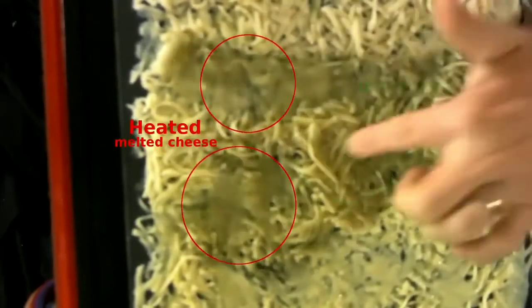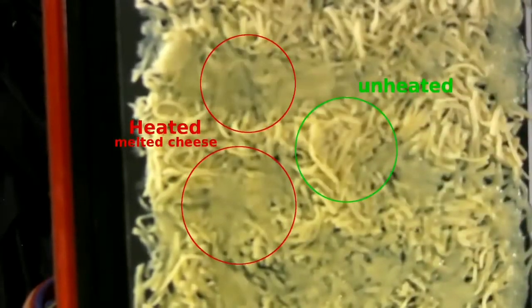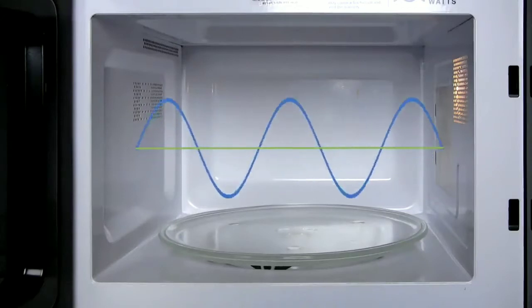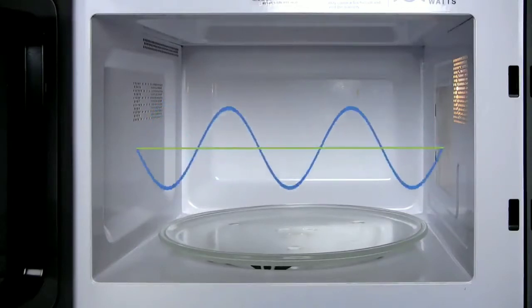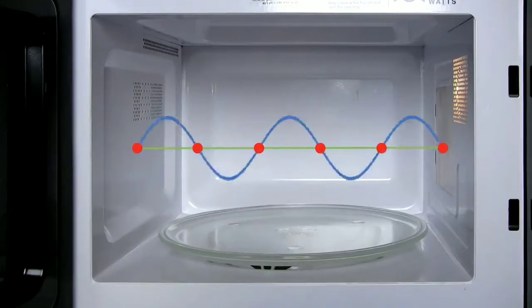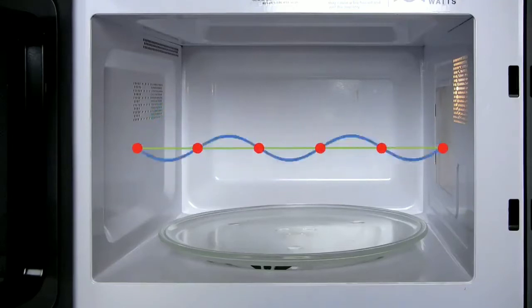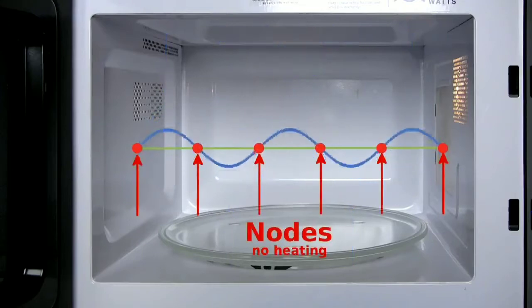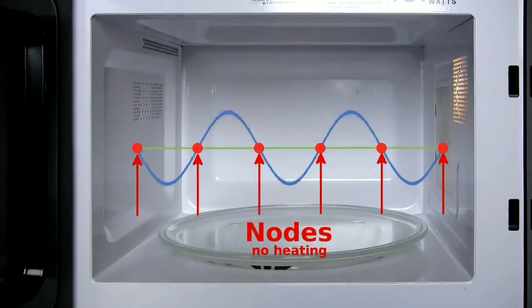Now, you can see on here sections where the cheese is completely melted and other sections where it's completely unheated. The oven's metal walls only reflect waves of a length that fits inside the oven. This standing wave causes hot and cold spots inside the oven. The three-dimensional pattern of waves is difficult to predict, but the principle can be seen by looking at the waves in a single dimension. The peaks and valleys in the wave represent the greatest energy of the wave. Well, the nodes here correspond to the cold spots inside the chamber.